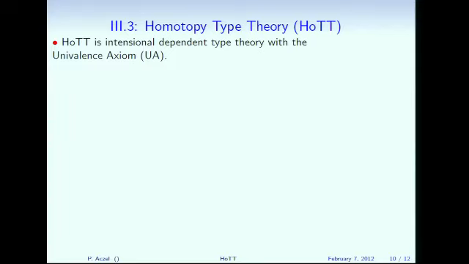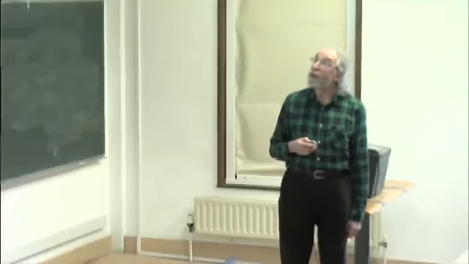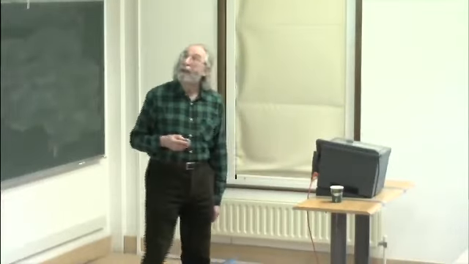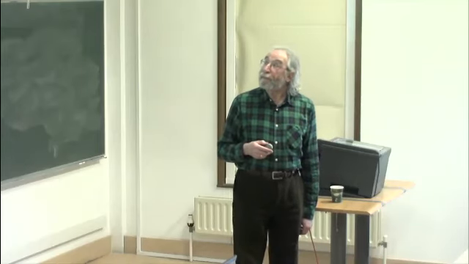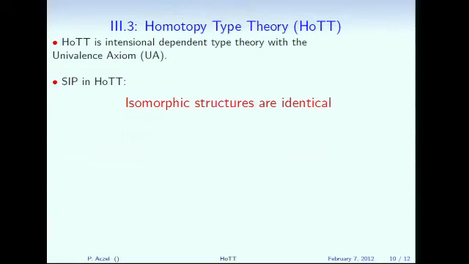Okay, so homotopy type theory at present is simply some version of type theory, and I prefer Martin-Löf's approach to type theory rather than the type theory implemented in Coq, which is very impredicative. But take a reasonable intensional dependent type theory and add a univalence axiom. So it turns out that in homotopy type theory, with the univalence axiom, isomorphic structures are actually identical.